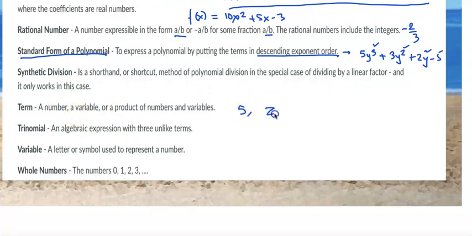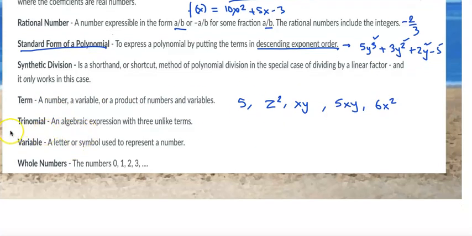Variable, I can write a number, z square, x, whatever it is, I can write it over here, that's a term. I can write xy, a product of number and variable, 5xy, 6x square, these all are terms. Trinomial, as the name says tri, this means when you are having 3 monomials, they will be known as trinomial. It's 3 unlike terms.